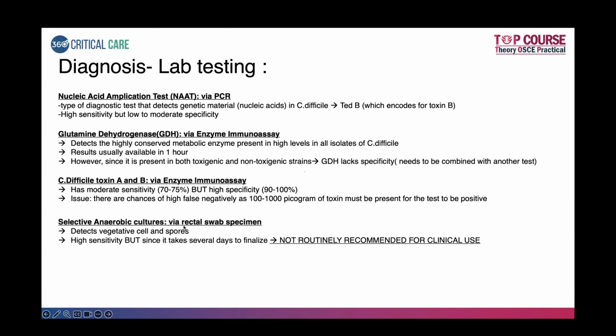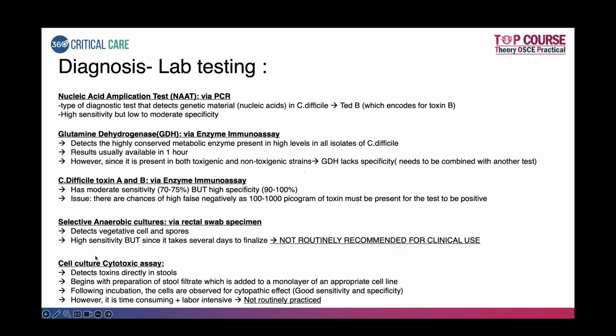Then selective anaerobic cultures via rectal swab specimen detect vegetative cells and spores. It is highly sensitive but takes several days to finalize, not routinely recommended for clinical use. Then the cell culture cytotoxic assay detects the toxins directly in stools. It begins with preparation of stool filtrate, which is added to a monolayer of an appropriate cell line. Following incubation, the cells are observed for a cytopathic effect. It has good sensitivity and specificity, however, it is time consuming and labor intensive and not routinely practiced.